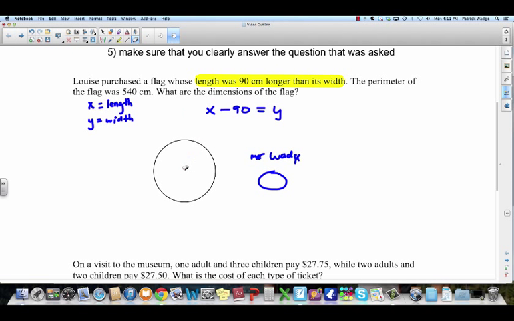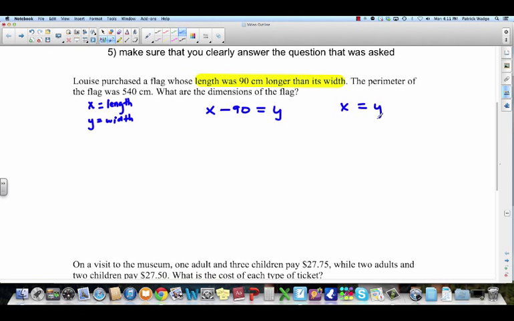So, because it tells us here that the length is bigger, it means we have to subtract 90 from x. Or the other way you could do it is you could add 90 to the smaller one, and the smaller one is the width. Either one of these will work. Is there one you prefer? Well, I always like using the pluses and not the minuses, so we could go with the second one if you want. But either one of them will work.